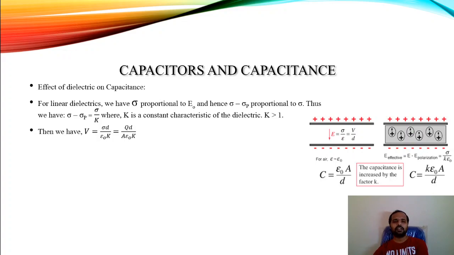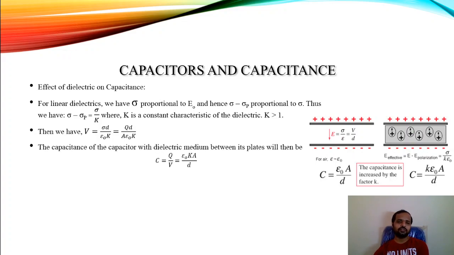The equation for the potential difference between the two plates of the capacitor is going to change. The potential difference is going to be given as sigma into d divided by epsilon naught into k, or it can also be given as qd divided by A epsilon naught k. And obviously the capacitance expression also is going to change. So capacitance is going to be equal to q by V, which equals epsilon naught k into A divided by d.